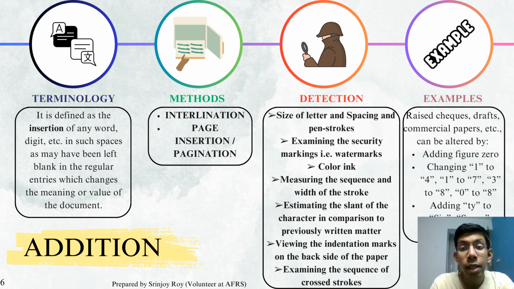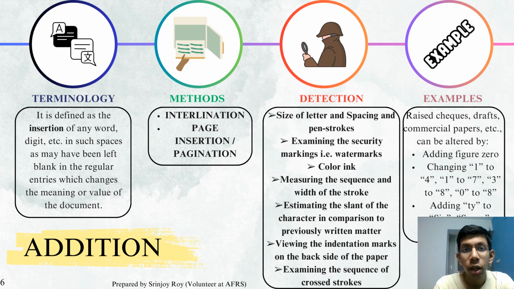Also examine the security margins. This is mainly for page insertion, where you insert some other page. When we compare the questioned page with the authenticated document, you may find that the watermarks are not there. You may find that the thickness of the paper is different. You may find that the size of the paper is different. In that way you will understand that an addition has taken place.